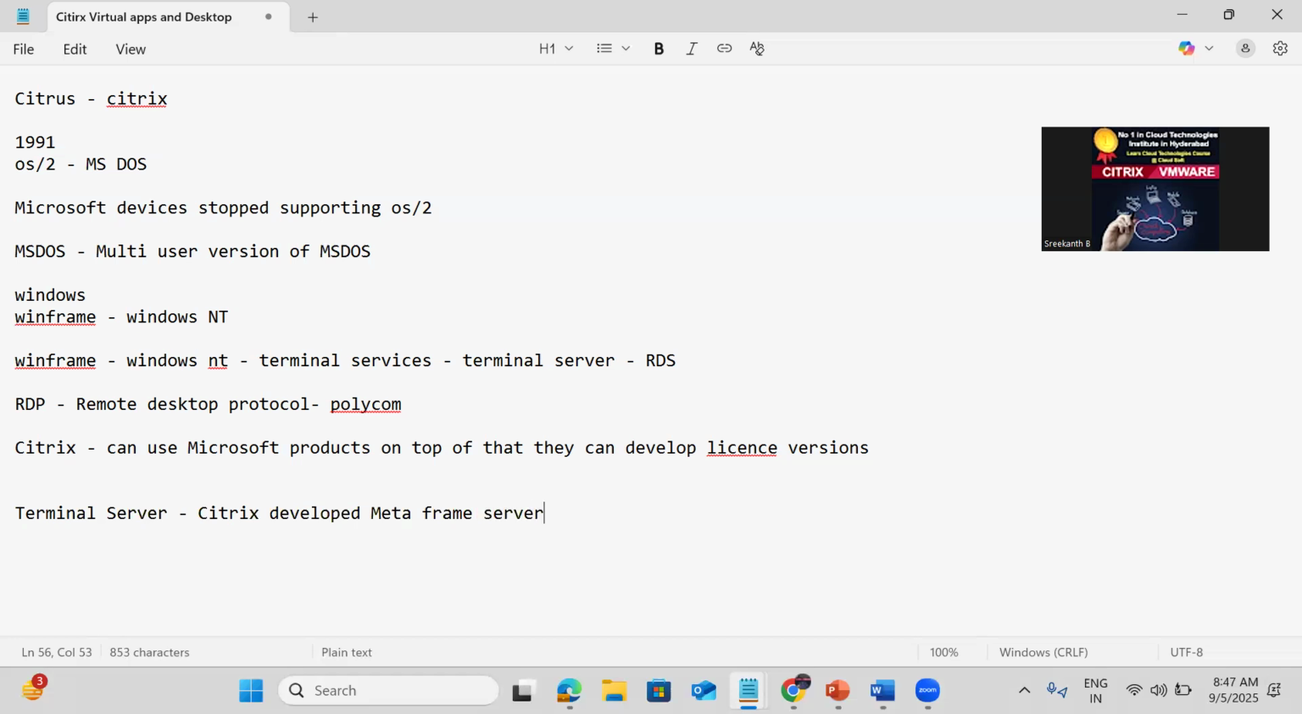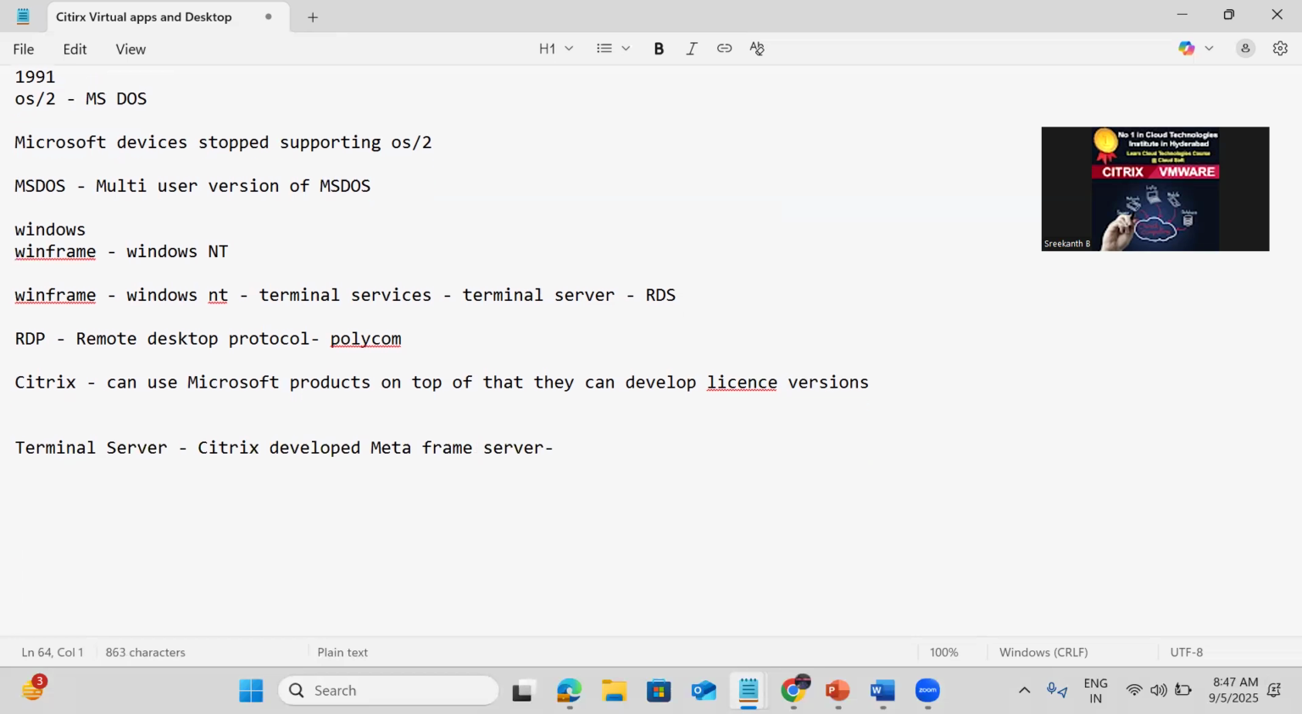What is the concept of the MetaFrame server? What is the backend to the MetaFrame server? Windows NT is required, and on top of that the terminal server is also required. On top of that, Citrix has developed the MetaFrame server because Citrix has got the legal rights to use those Microsoft products. And they even know the code line because they worked collaboratively. On top of that terminal server, they developed the MetaFrame server.